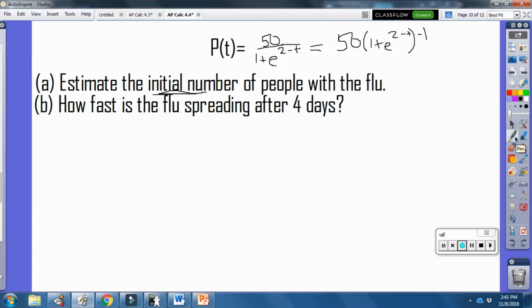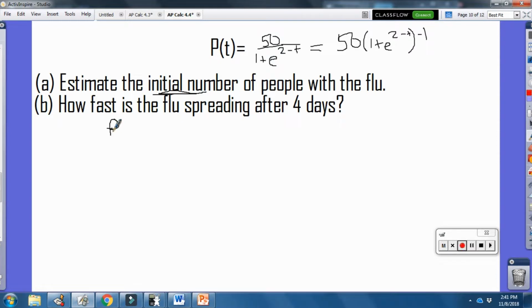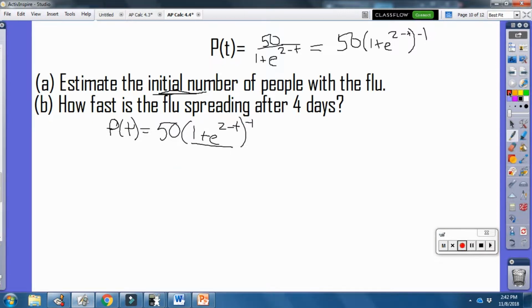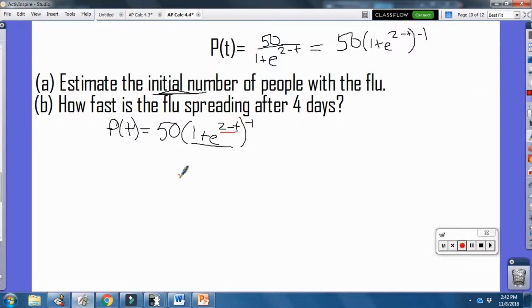So what I'm going to have here is, I want the derivative. I'll say p of t equals 50 times the quantity 1 plus e to the 2 minus t to the negative 1. And the reason I could do that is because on the bottom of my fraction, I can just change the power to negative 1, and then it's in the numerator. So I have the inside is going to be 1 plus e to the 2 minus t, and then inside of that will be this. So it's going to be a double chain rule. The inside of the first function will be 1 plus e to the 2 minus t, and the inside of the next function will be 2 minus t.